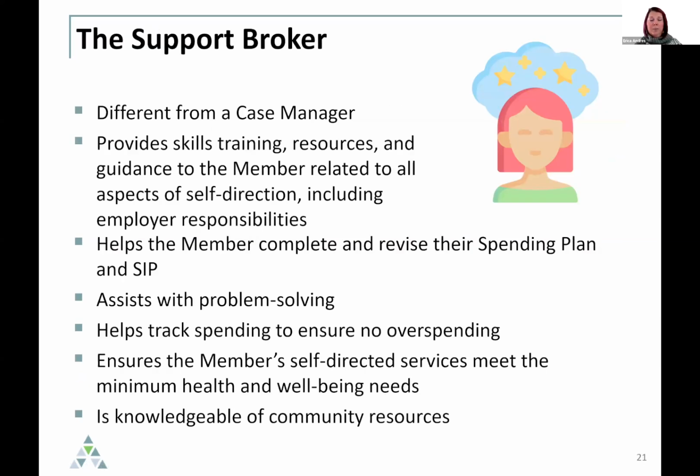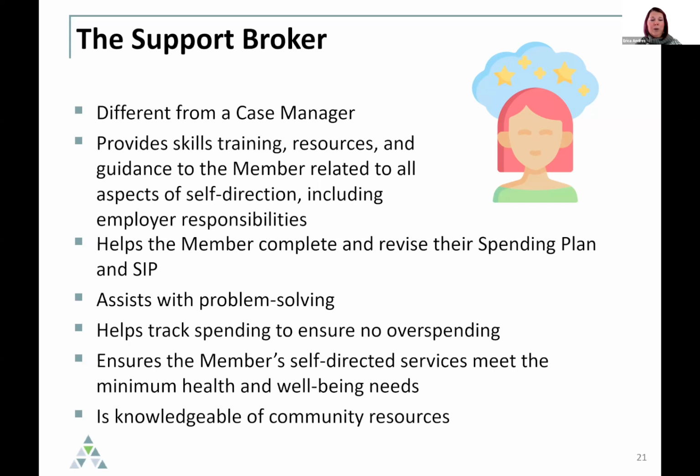In addition to a case manager, you also have a support broker on your side to help you. They are different from a case manager because they really provide that hands-on skills training to you. So if you need help, maybe hiring a new worker or finding places to put ads, things like that, that's where the support broker would come in.